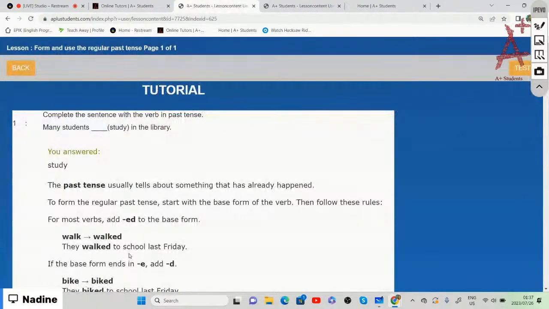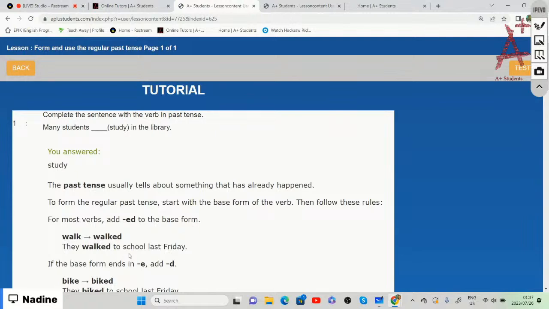All right, so once again, the past tense usually tells us about something that has happened already. And to form the regular past tense, we need to start with the base form of the verb. So basically, what the actual base verb is before we can change it to a past tense verb or a future tense verb, but in this case, the past tense verb.